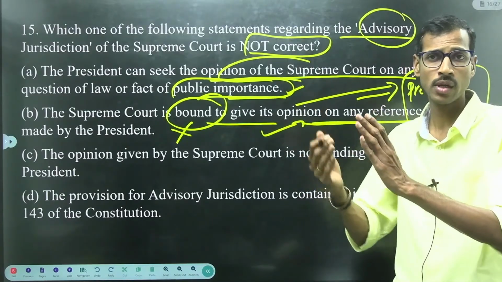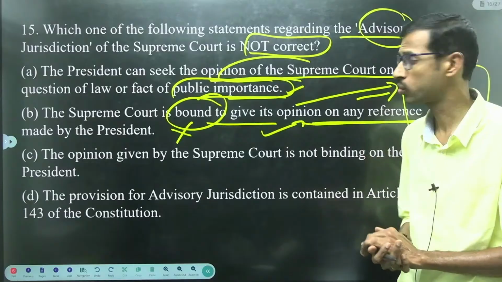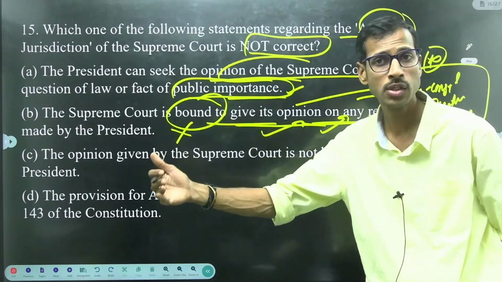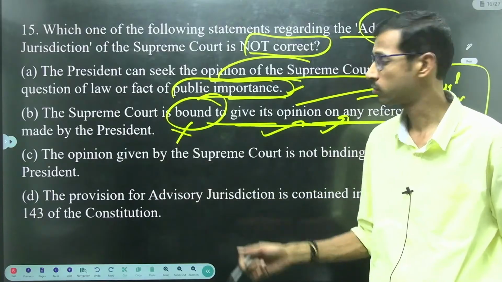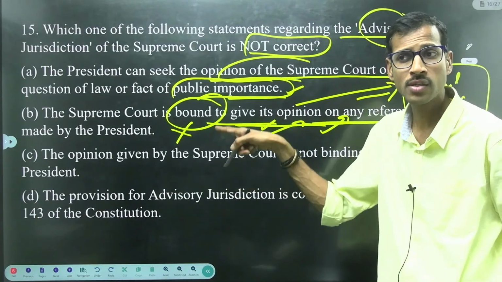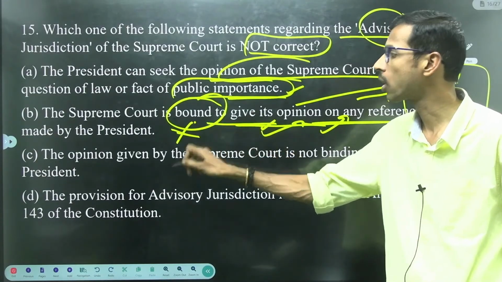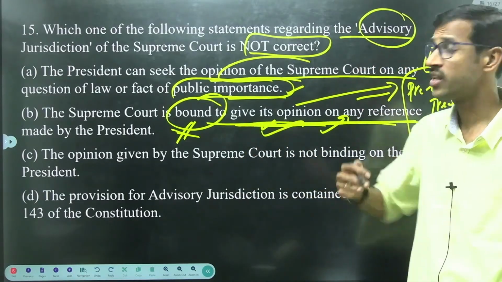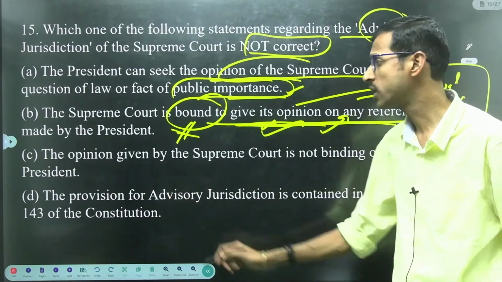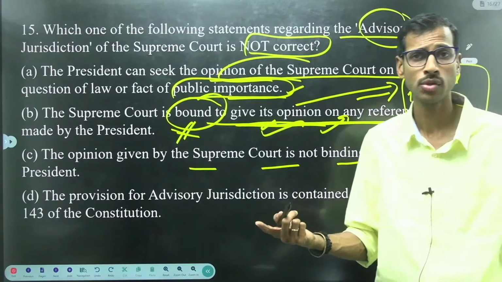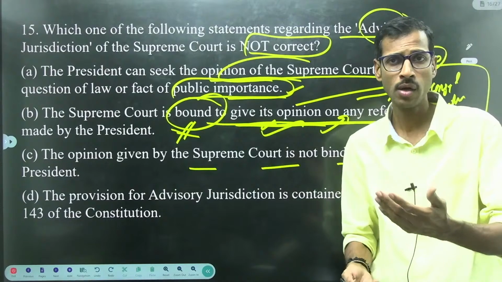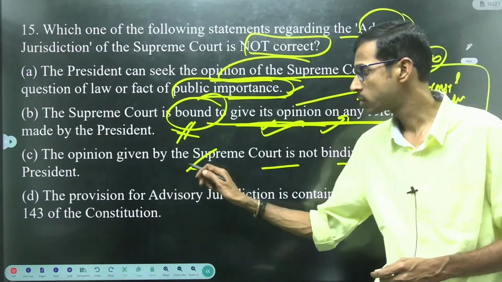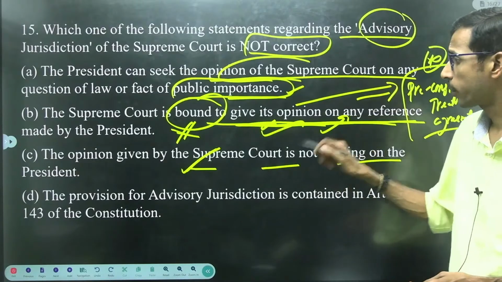Why? Because at that time the Supreme Court was not completely related to those constitutional provisions. So the Supreme Court is sometimes bound to give an opinion and sometimes not bound. This is a very controversial statement, but it is a general statement, which is why we are taking it as not correct. Saying it is always bound to give its opinion on any reference made by the President is not correct. Next, the opinion given by the Supreme Court is not binding on the President. Whenever the Supreme Court gives an opinion, the President may not consider it. That is just an opinion, not an obligation. So this is also correct.